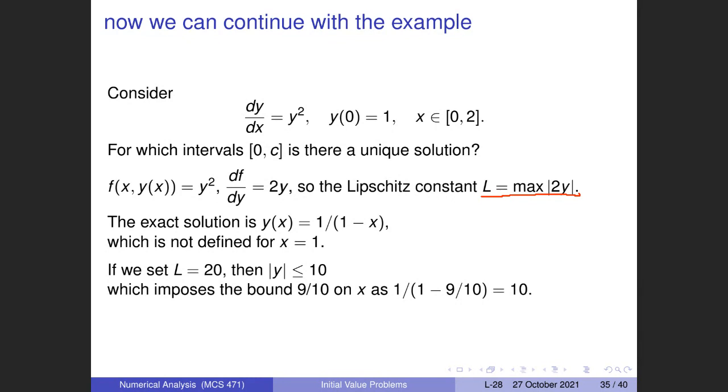Well, note that we definitely cannot go beyond. We look at x in the interval 0, 2, but the exact solution has a pole. The root of the denominator here is 1. So how close can we get to 1? Well, what's the Lipschitz constant you can tolerate? Let's fix a Lipschitz constant of 20. Then we need y to be less than 10, and that imposes the bound on x.